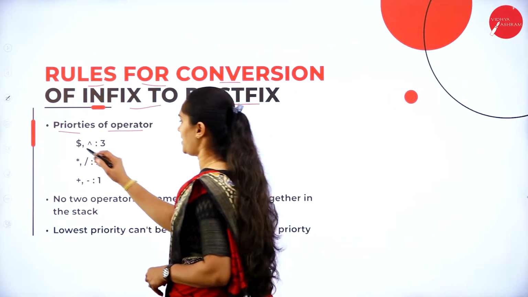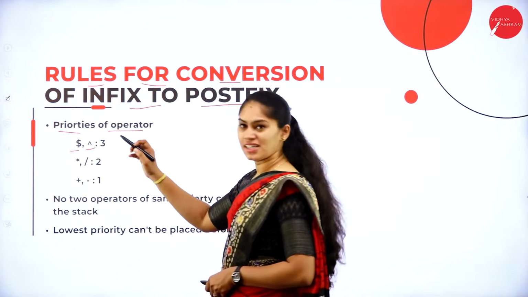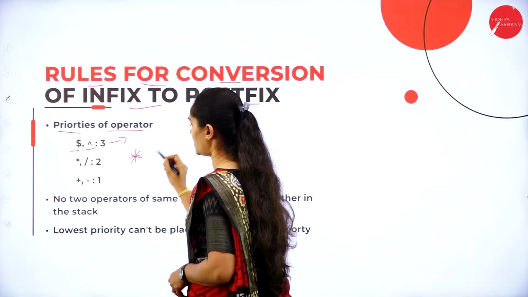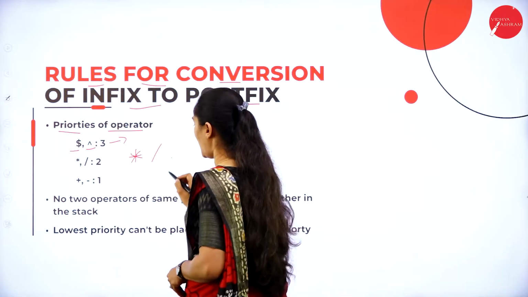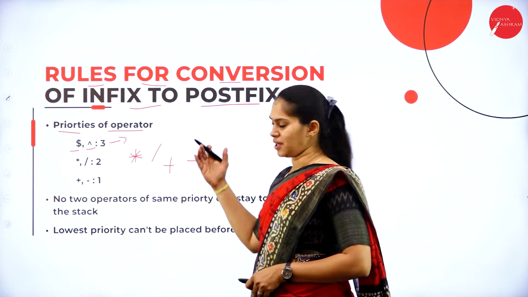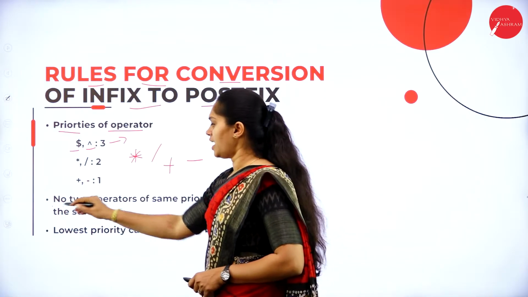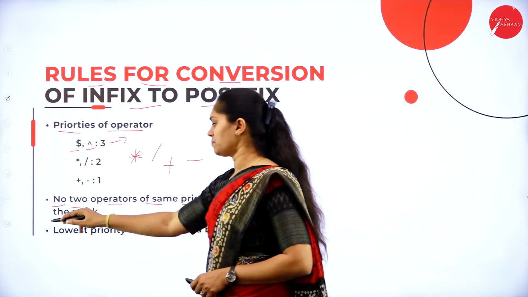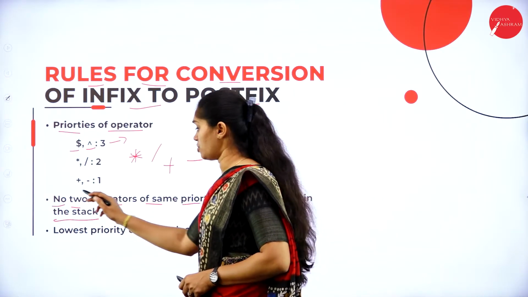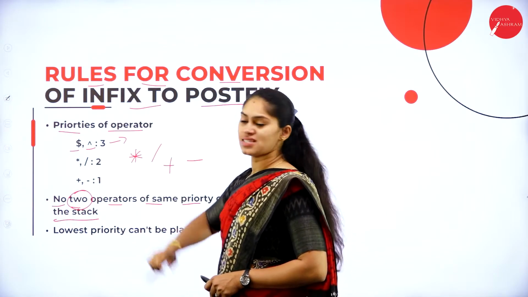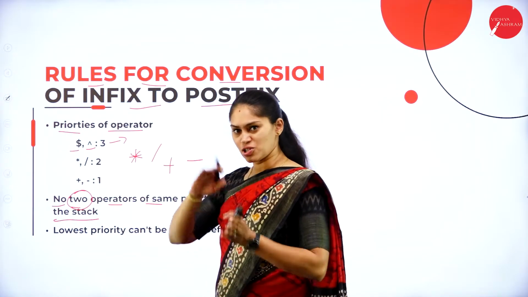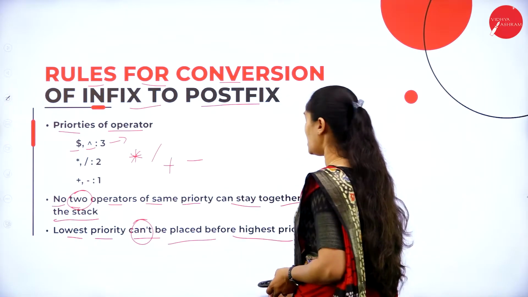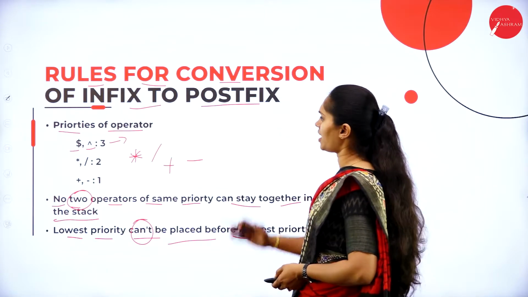Here you can see that the dollar symbol and caret or circumflex have a higher priority, and multiplication and division both have the same priority, as well as plus and minus have the same priority, that is the least priority. And one more rule: no two operators of the same priority can stay together in the stack. So we are not supposed to take two operators of the same priority in a stack, so one needs to be popped out. Then lowest priority cannot be placed before the highest priority. So these are the rules we have to follow.